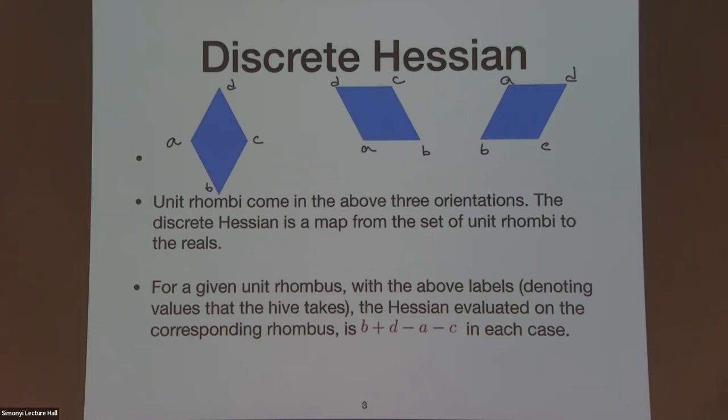So we'll talk about the discrete Hessian in the coming slides. But what we mean by the discrete Hessian is a map from the lozenges, or the unit rhombi, to the reals, which takes the unit rhombus to the value b plus d minus a minus c. As we noted, this is going to be a concave surface, so we expect the Hessian to be non-positive, and b plus d minus a minus c will indeed be non-positive. So this behaves consistently with our idea of what a Hessian should do on a concave surface. This discrete Hessian is a map from the elementary rhombi to the reals once you've been given a hive.